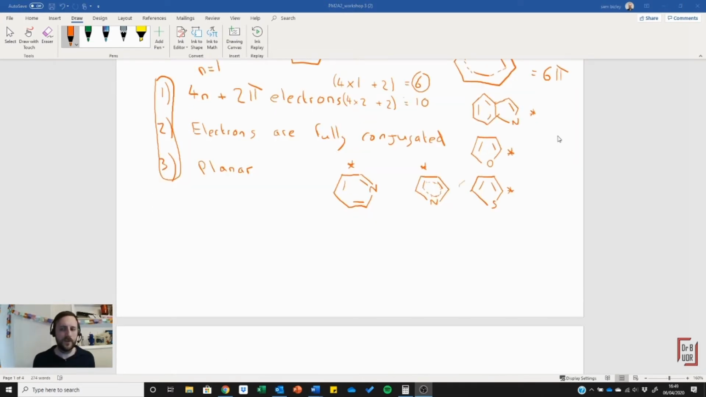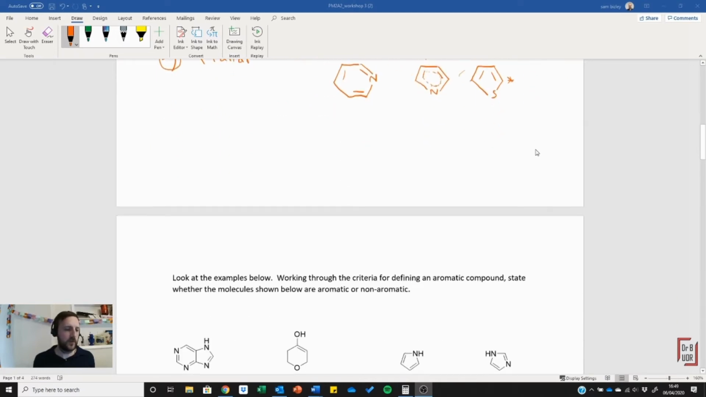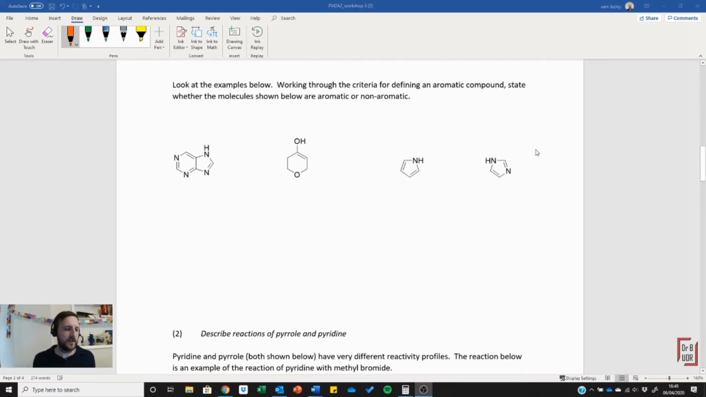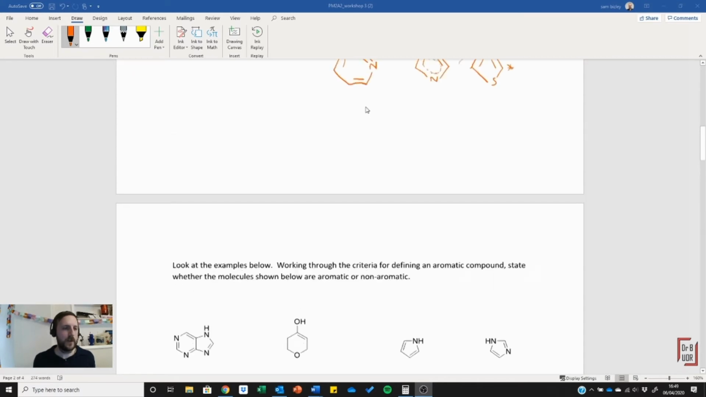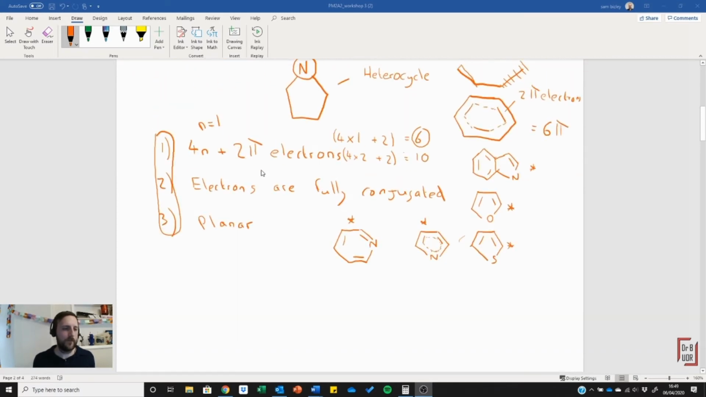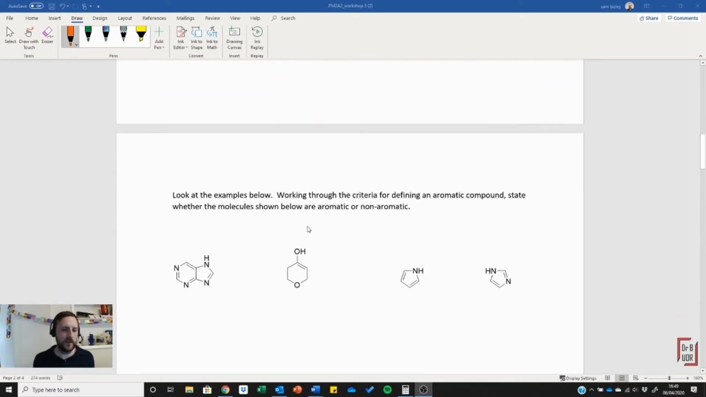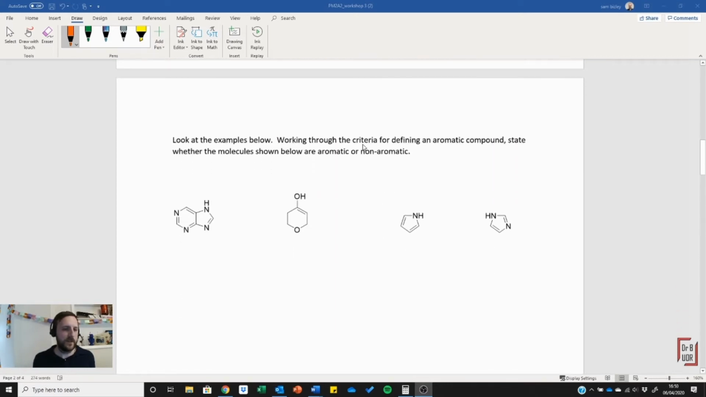So we'll move on to section 2 now, or question number 2 even. Actually the second part of the first question I suppose. So we've got some examples here, and we want to work through those criteria. So you can remember the 3 criteria we have here: the 4n plus 2 electrons, the conjugated electrons, and a planar structure. And I'd like you to think about whether these would be defined as aromatic compounds or not.